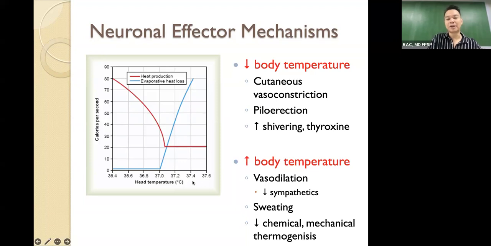Similarly, if body temperature is warm, the hypothalamus will now activate heat-losing mechanisms such as vasodilation, sweating, and decreased chemical and mechanical thermogenesis. So evaporative heat loss increases. This will now bring the temperature down back to 37. So whatever the set point is, which is dictated by the hypothalamus, the body will try to find ways in order to match the set point.